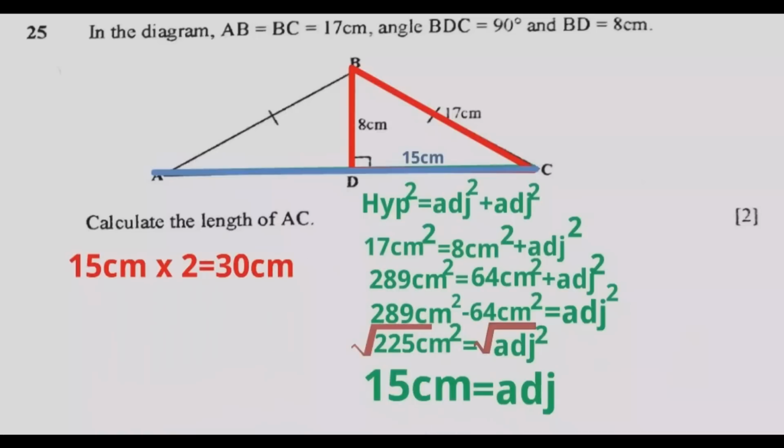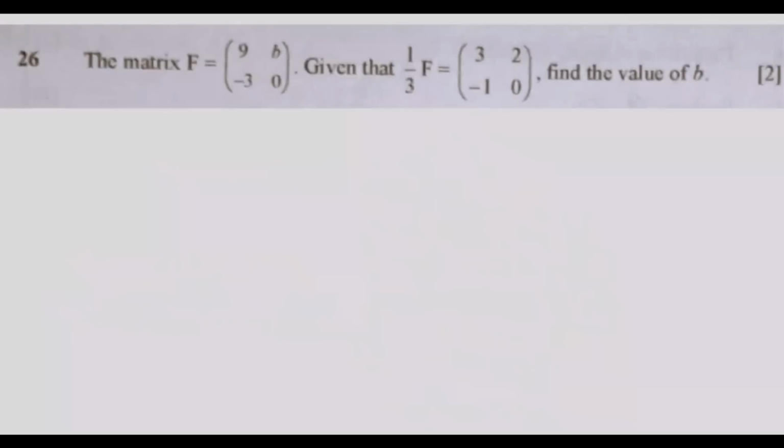So the value of AC, or the length of AC, is equal to 30 centimeters. Okay, so we go to the next question. The matrix F is equal to 9B negative 3 0. Given that 1 over 3 F is equal to 3 negative 1 0 2, or 3 2 negative 1 0, find the value of B.